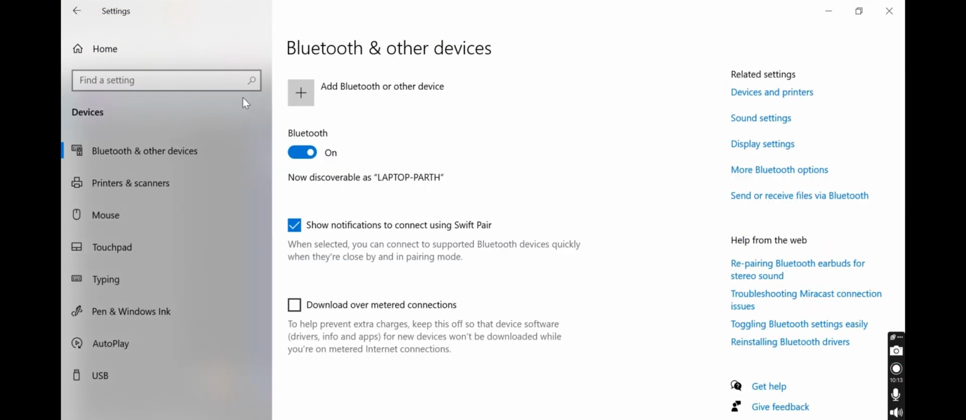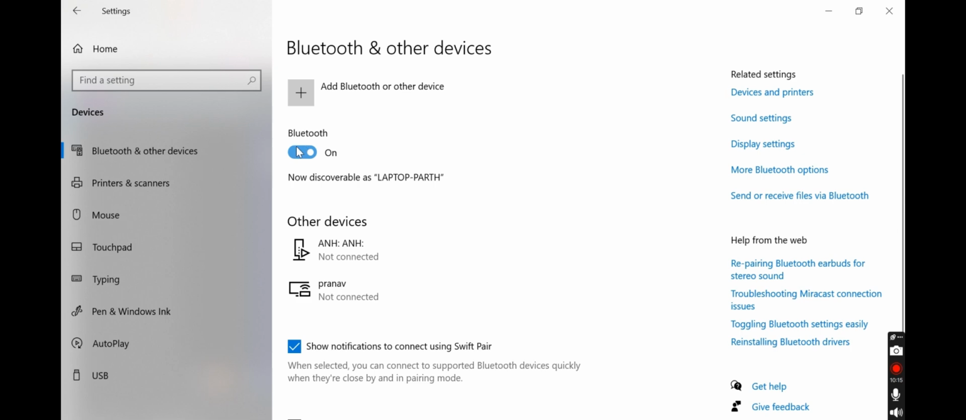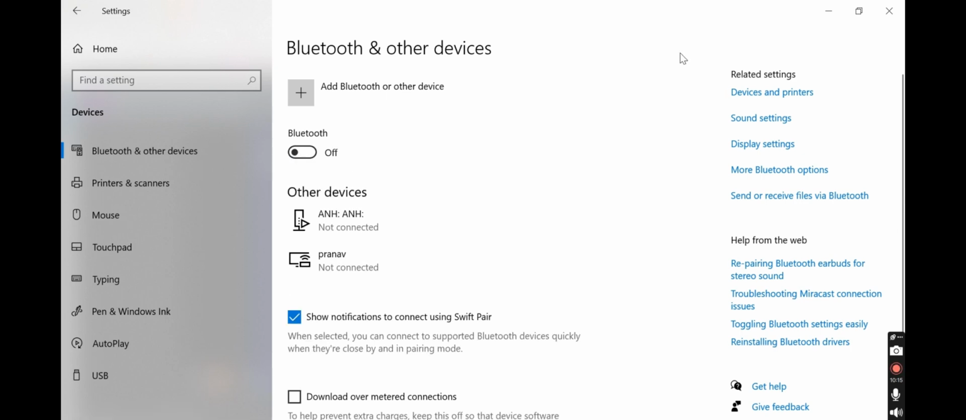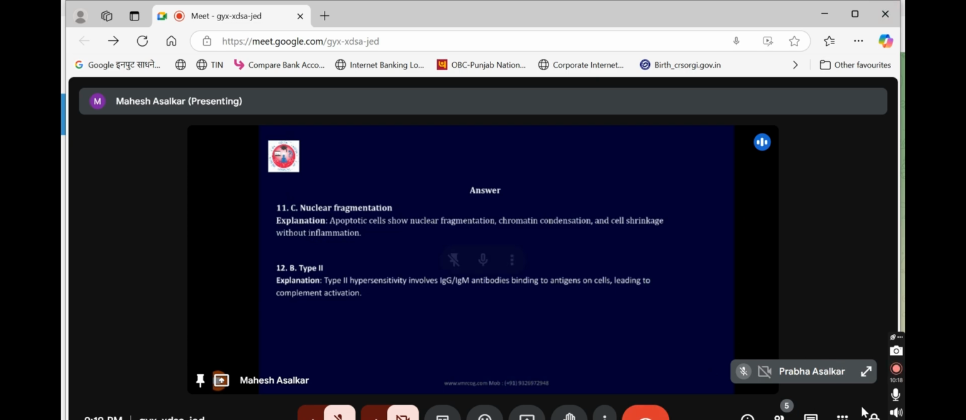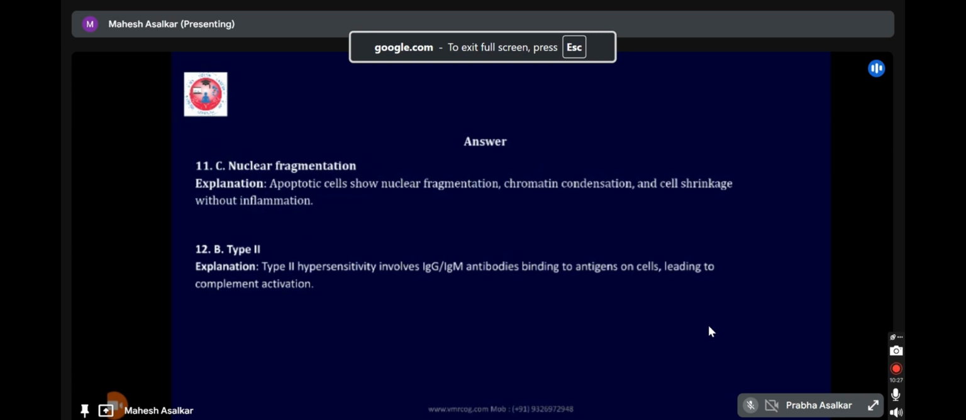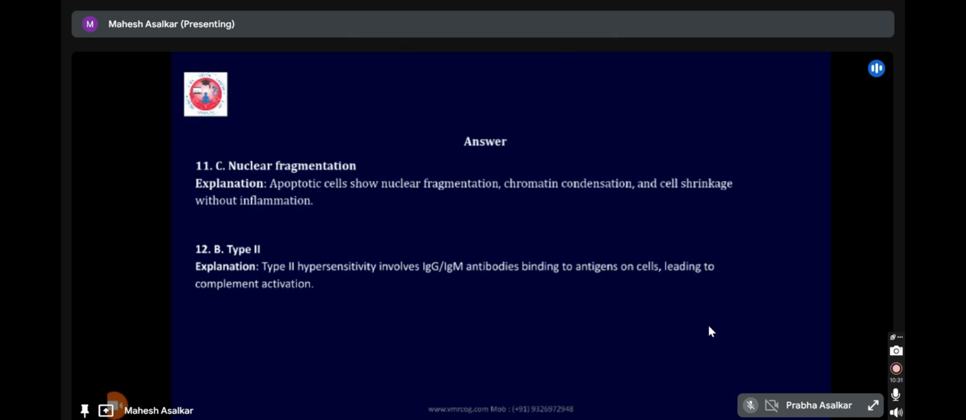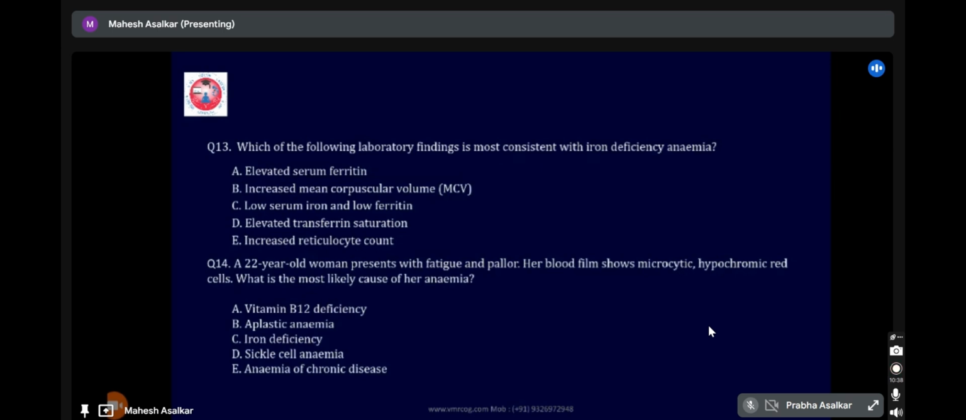Okay. Question number 11 is nuclear fragmentation. Apoptotic cells show nuclear fragmentation, chromatin condensation, and shrinkage without inflammation. Okay. Question number 12 is type 2. Type 2 hypersensitivity involves IgG and IgM antibodies binding to antigen on cells, leading to complement activation. So we'll review hypersensitivity reactions again once. Okay. Next question 13.